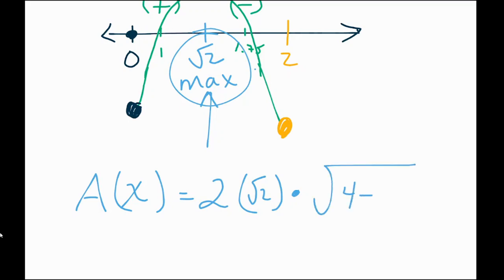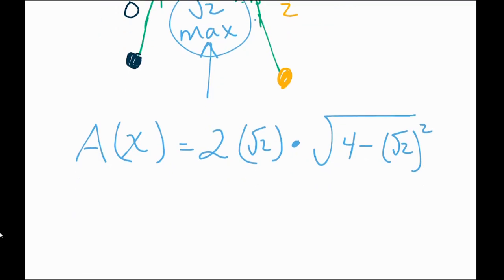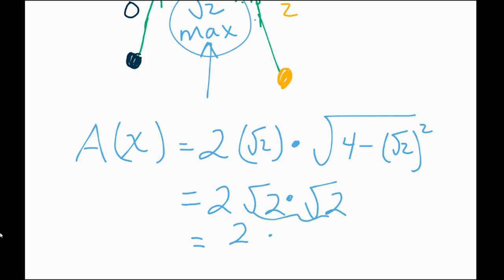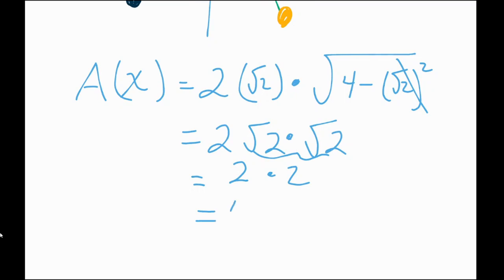So when I plug root 2 back in here, I find out that I end up with the square root of 4 minus 2, which is actually just square root of 2. It's kind of interesting here that we end up with basically 2 times 2, a nice little even answer of 4.